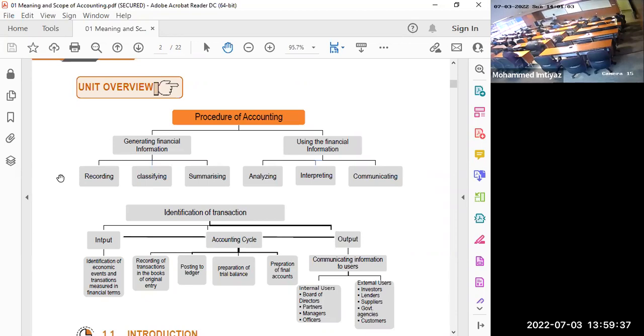Then there is some economic event happening in the business that is going to be an input for the accounting information system, which is processed in this accounting cycle. We already discussed this in the last class in another chart. Recording of business transactions either in the books of journal or in the books of subsidiary, then posting that into the ledger, then preparing a trial balance, then finalizing the books of accounts by preparing the profit and loss account and balance sheet. That becomes an output that is given to these two groups: internal users of accounting information and external users of accounting information.